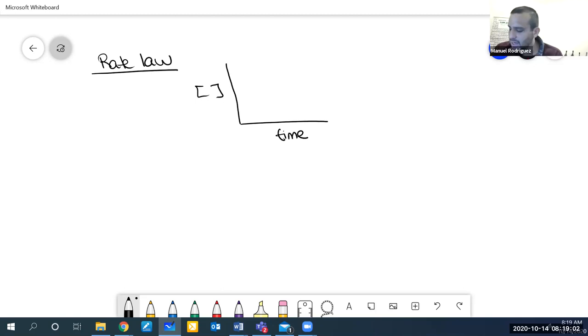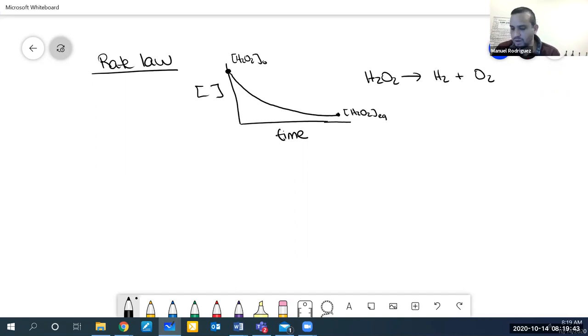If I have a reaction, let's pick a really simple reaction. Let's say we have peroxide breaking down into H2 and O2. So we have one reactant going to the products. In this reaction, what's gonna happen is initially you will have a really high amount of peroxide. So I'm gonna write H2O2 initial. And then that concentration will decrease, decrease, and decrease until the concentration of peroxide plateaus, which means peroxide reaches equilibrium. Good?